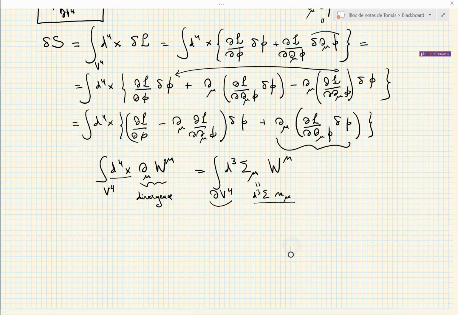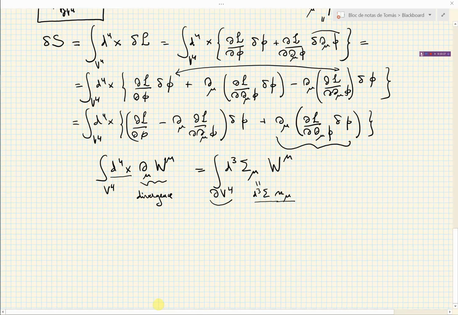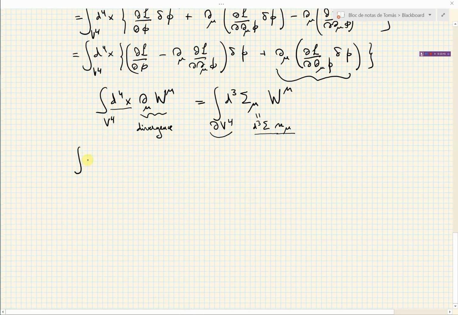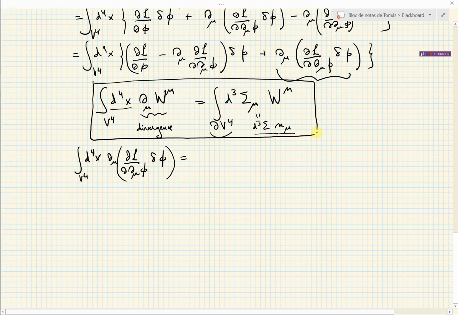So we are integrating everything over spacetime, although I am forgetting to indicate it. So we have the integral of partial mu of partial L partial partial mu phi delta phi, and using this Gauss theorem, okay, that I put in this box, if we use it here, this is going to give you an integral over the boundary of the volume of the hypersurface, partial L with respect to partial mu phi delta phi.